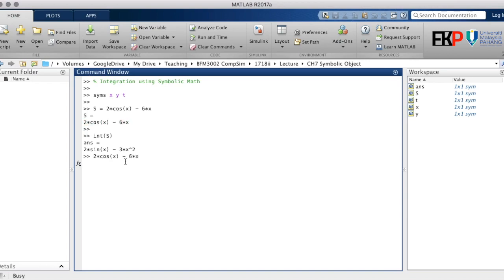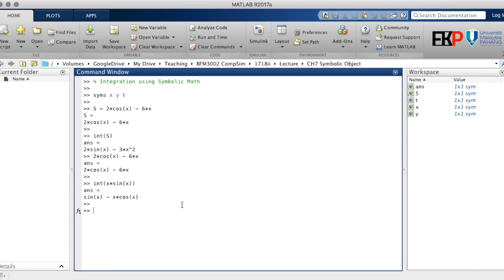We can also type in the expression directly in the brackets. For example, integration of x times sine of x. When we press enter, we get the integration of this term here.